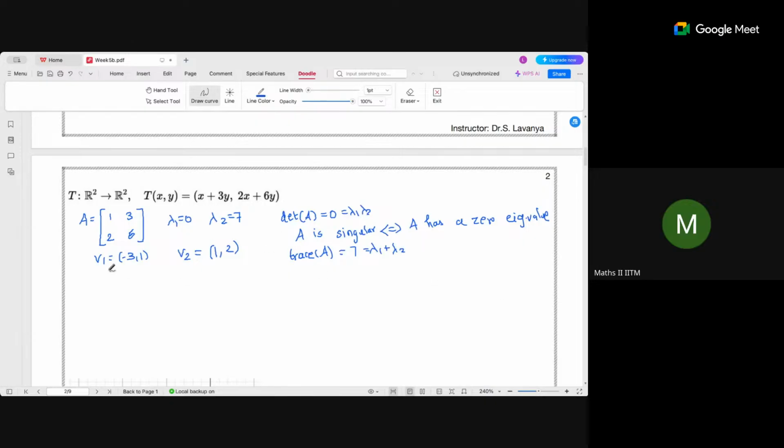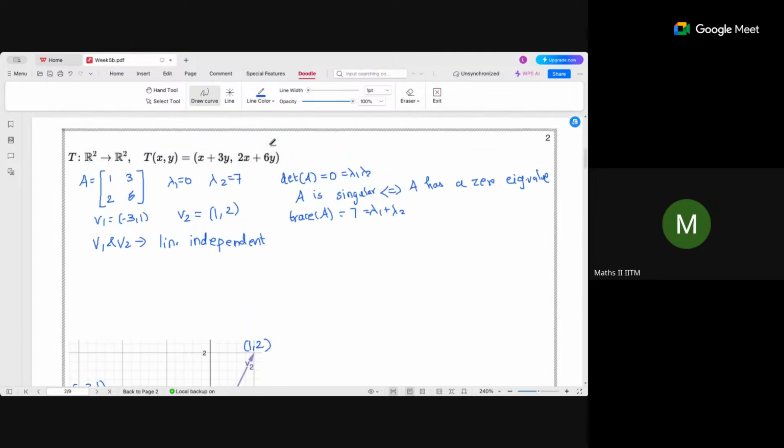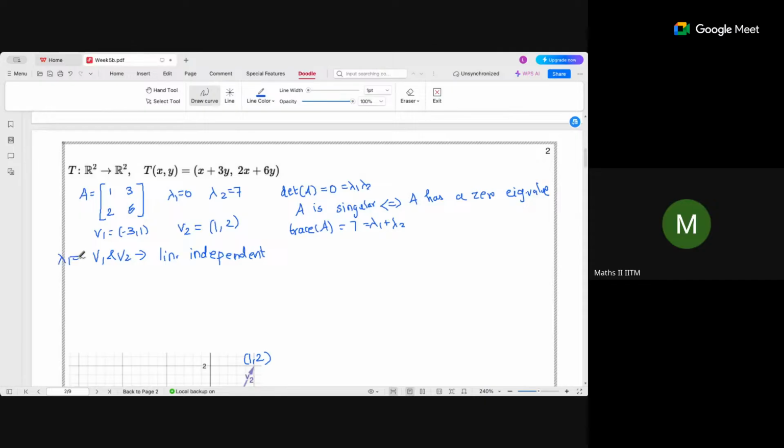Correct? Okay. And also here again, are V1 and V2 linearly independent? Yes, ma'am. So V1 and V2 are linearly independent. Good. So here again, lambda 1 is not equal to lambda 2, and V1 and V2 are linearly independent. So this forms actually a basis for the entire R2, but also can you note that V1 forms a basis for... Can you complete?